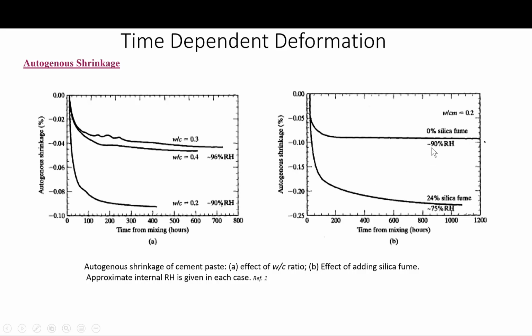Basically we will show what happened when silica fume is added. So look at the case here. This is both for water cement ratio 0.2. This is with zero silica fume added. We have 90% relative humidity measured. Look what happened when we add silica fume. The internal relative humidity is 75%, and you see how the amount of shrinkage increased. Again, this is really not a phenomenon to worry about in normal cases, but nonetheless it's good to be aware of it.